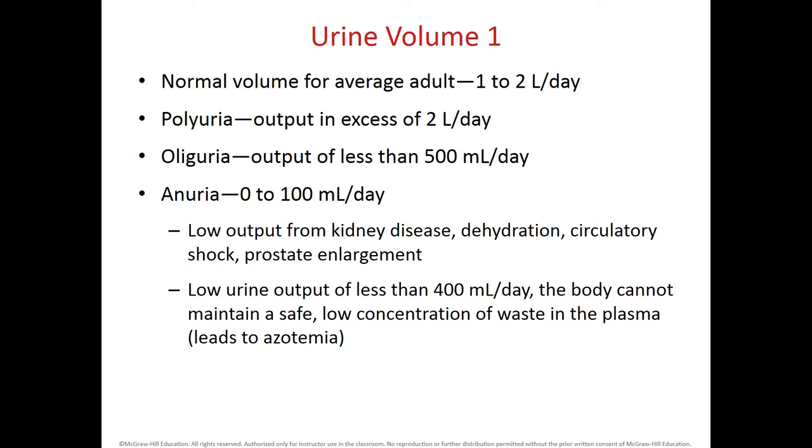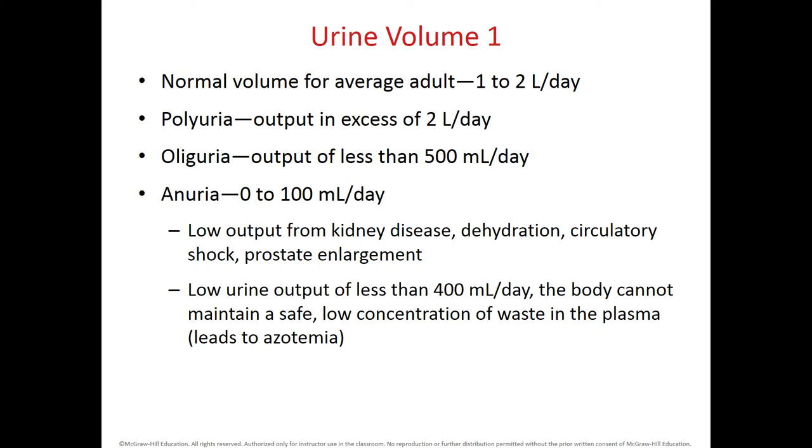The volume of urine will vary between 1 to 2 liters per day in the adult. If someone has a urine volume greater than 2 liters per day, that is called polyuria. And if someone has less than 500 milliliters of urine produced per day, this is called oliguria. And anuria is having a urine volume of 0 to 100 milliliters per day.